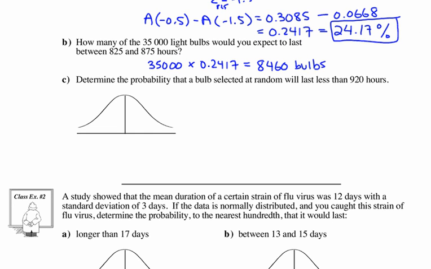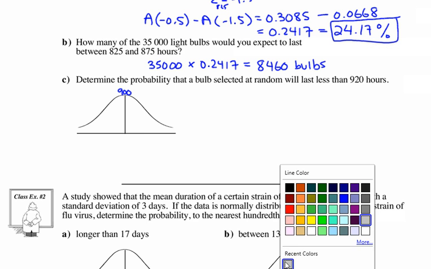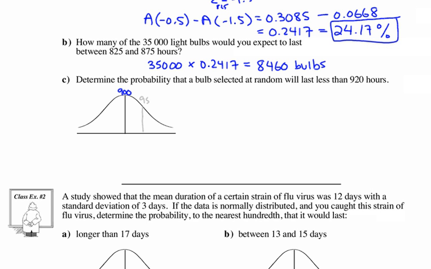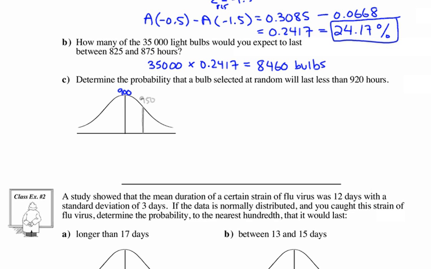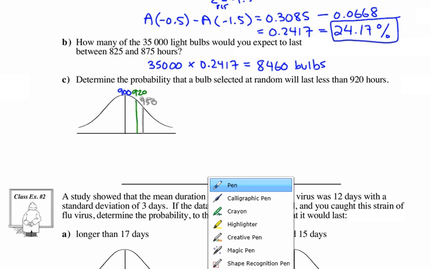Let's try the next question. Determine the probability that a bulb selected at random will last less than 900 hours. So remember again, we have 900 as our mean, one standard deviation away is at 950. Make it a little darker. So here's 950. And so we want that lasts less than 920. So that's going to be somewhere over here. 920, we're going to shade to the left.